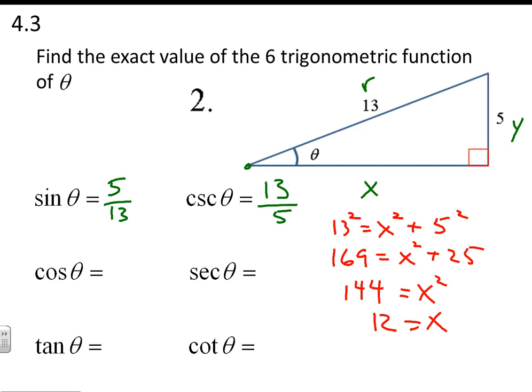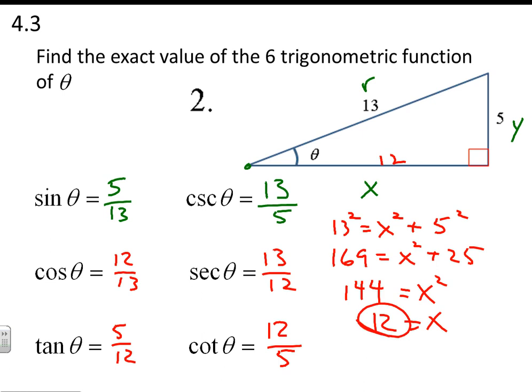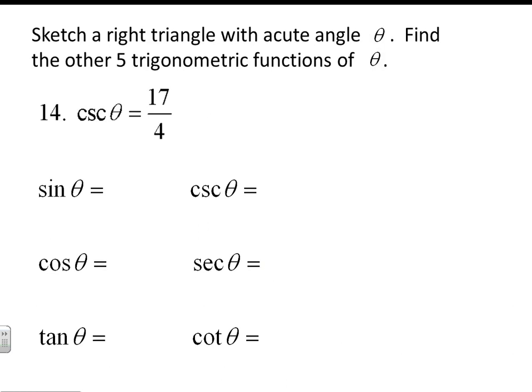So cosine, if this side is 12 now, cosine x on r, or adjacent hypotenuse, 12 on 13, making secant, reciprocal, 13 on 12. Tangent, y on x, or opposite adjacent, 5 on 12, making cotangent 12 on 5. So nice Pythagorean family there. You may have come up with that without going through this process. You may have recognized the 13, 5, 12. Okay, but Pythagorean triples aren't going to get us through all of these.